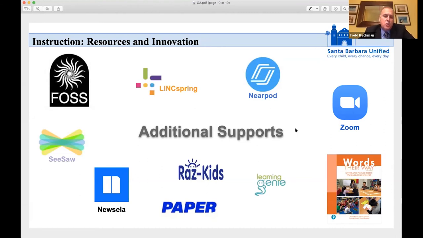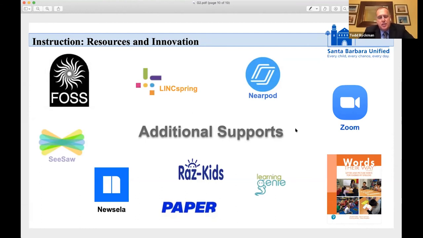Zoom, you see, is not new to us, but when COVID hit last year, Zoom provided free licenses to education, but they weren't full licenses. So we purchased full licenses for all teachers that include a number of additional collaboration tools that they'll be able to use with their students.